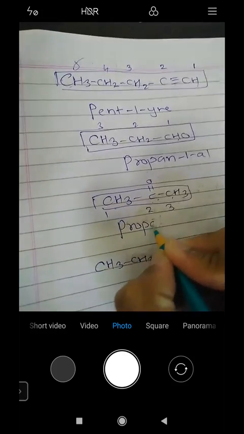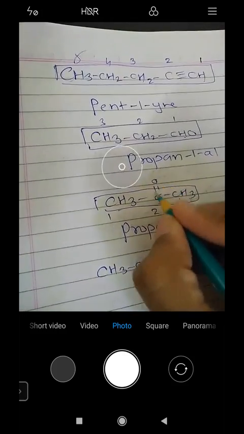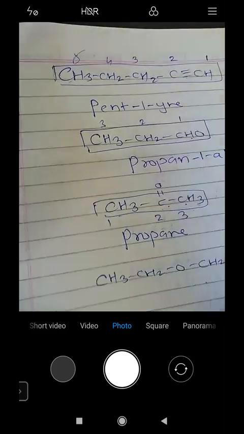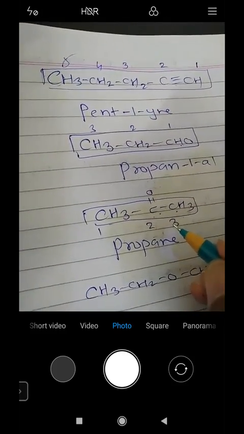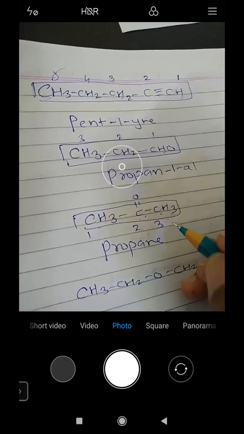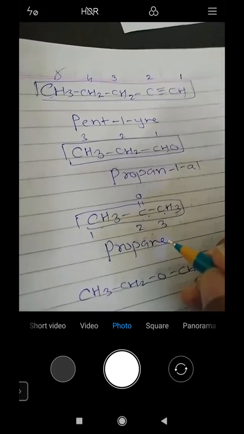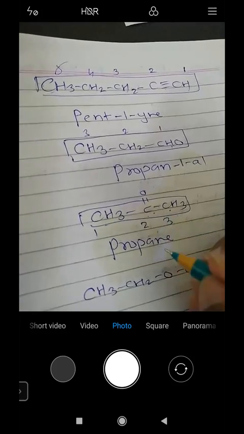Now you will say a double bond is there. This is not C double bond C, this is C double bond O. So we have to focus on C double bond C. If C double bond C or C triple bond C is there, meaning alkene or alkyne, only then you have to write prop-en or prop-yn. But here a double bond or triple bond is not there, so that's why I have written propane.